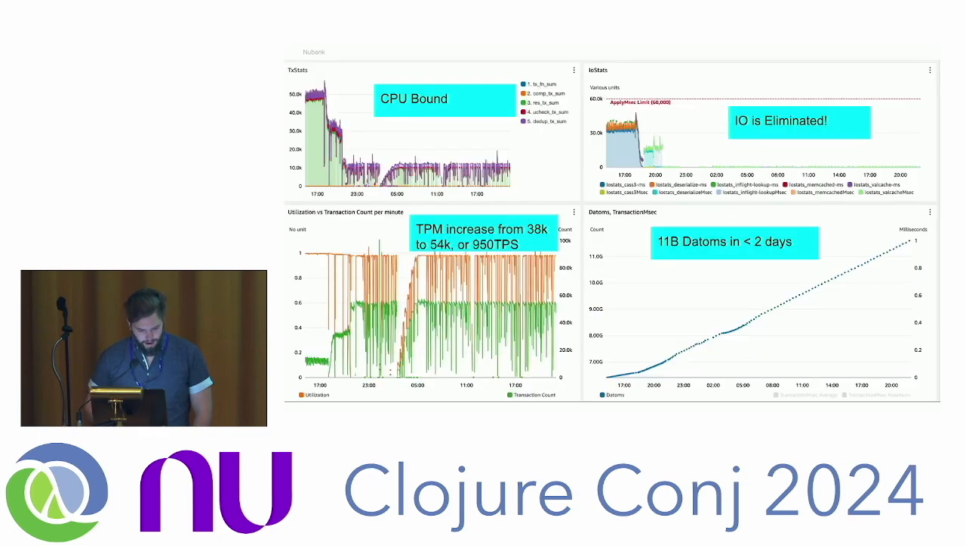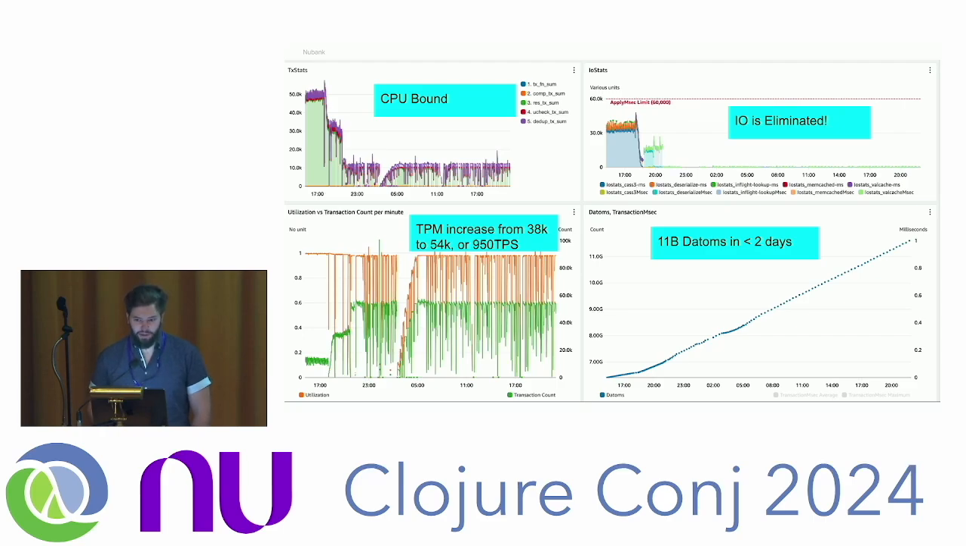And we dramatically reduce our I/O time. We now become effectively CPU bound. Our transactions per minute jump from 38 to 54,000 per minute, or 950 transactions per second. This is not a limit. This is not some fundamental bottleneck, but this is just with this schema and this large database, this is the number that we arrived at. And we can see on the bottom right panel that in one more day, we end up hitting 11 billion datoms with another hockey stick-like improvement to our growth rate.